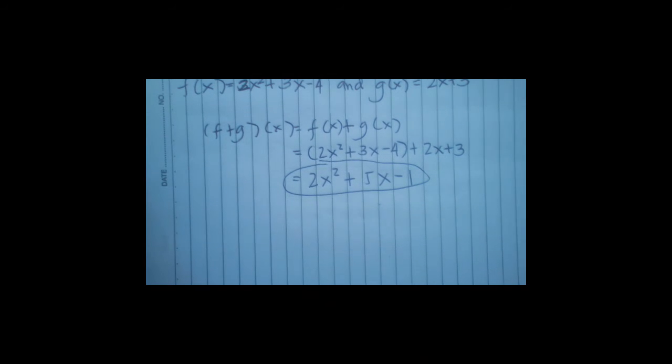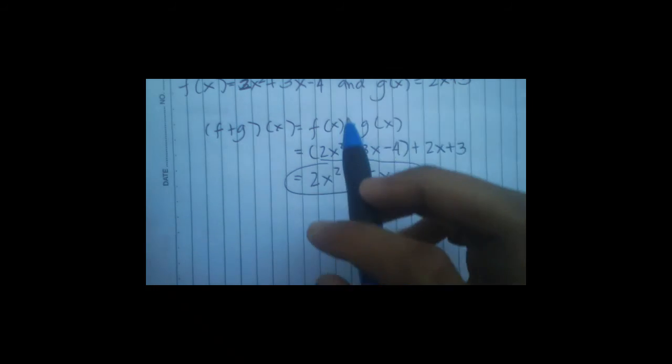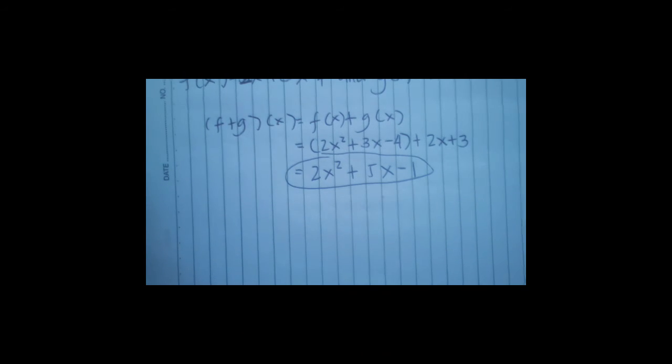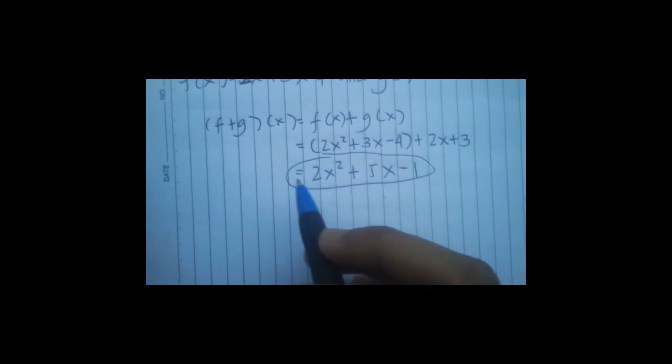Now we have to combine similar terms. So the 2x squared is the biggest exponent. We place it at the bottom of the value of f of x. Then we have to add the 3x and 2x. So 3x plus 2x equals 5x. Now we have to add the negative 4 and 3. So negative 4 plus 3 is negative 1. And the answer for this function is 2x squared plus 5x minus 1.